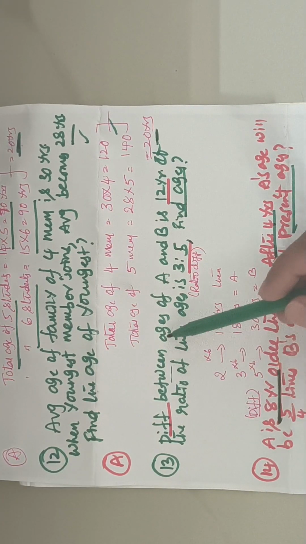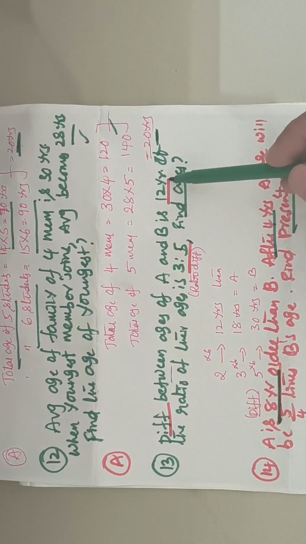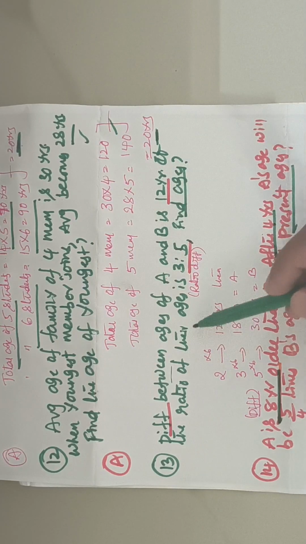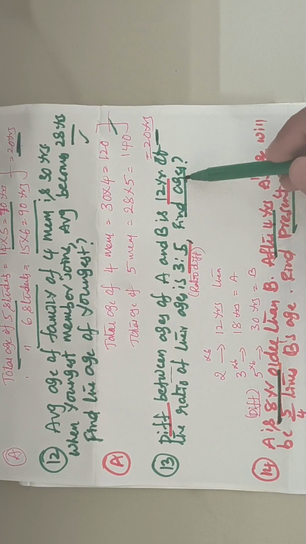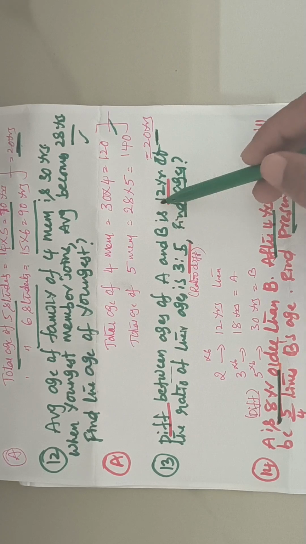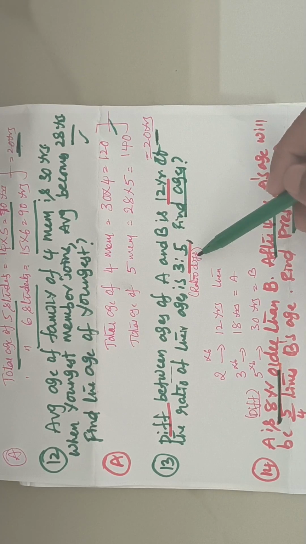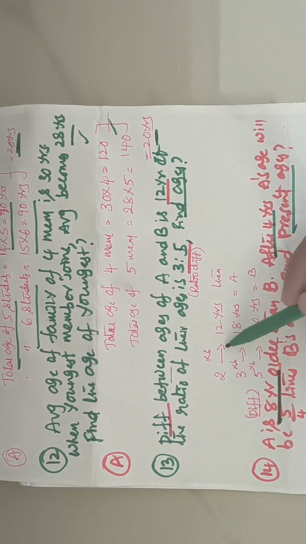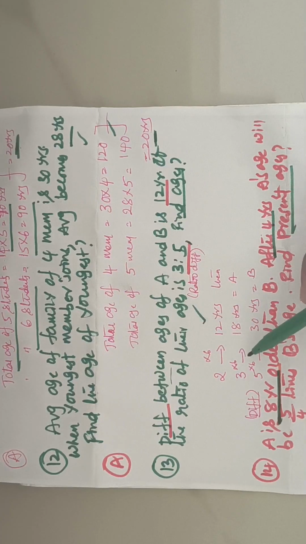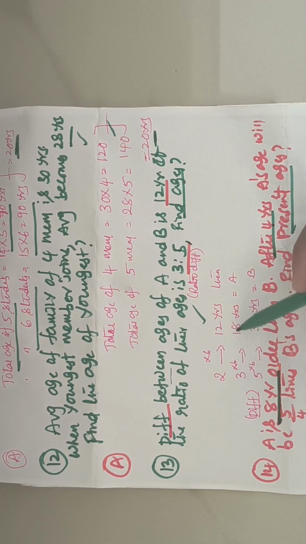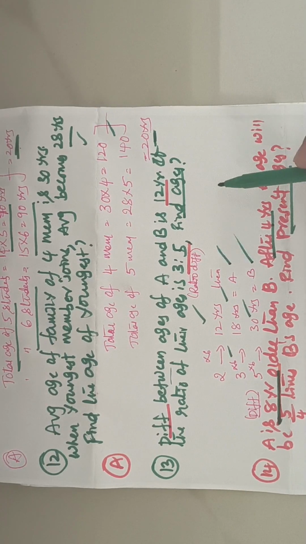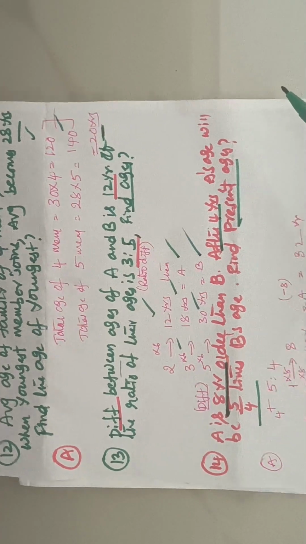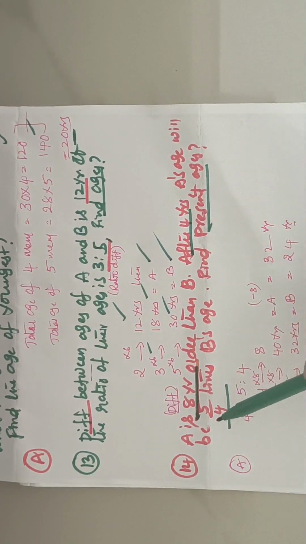13th question. The difference between ages of A and B is 12 years. The difference they have given. If the ratio of their ages is 3 is to 5, find their ages. So the difference they have given, so we have to take the difference between ratio, that is 5 minus 3. 2 parts is equals to 12 years. Then 1 part is equals to 6 years. 3 into 6, 18. 5 into 6, 30. So A is equals to 18 years, B is equals to 30 years.